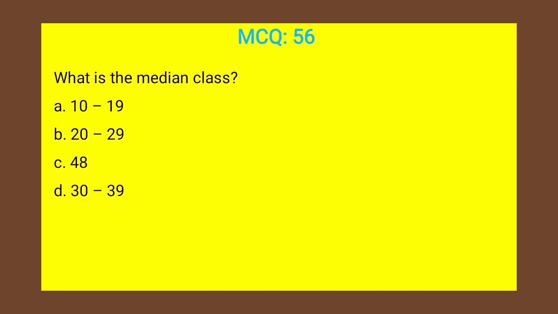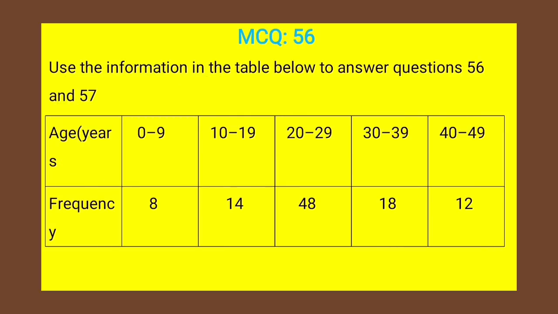So what is a median class? The median is the middle value of that set of data, right? The middle value of that set of data. So in grouped data, for you to calculate the median, all you need to do is find the summation of all the frequencies. When you add 8 plus 14 plus 48 plus 18 plus 12, that will give you the total frequency.